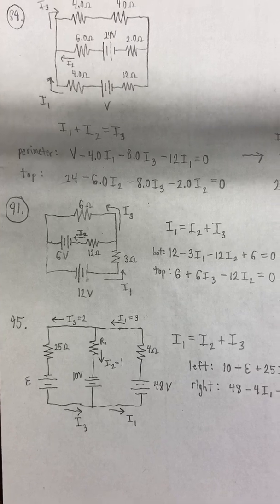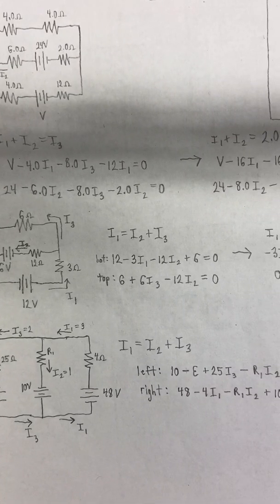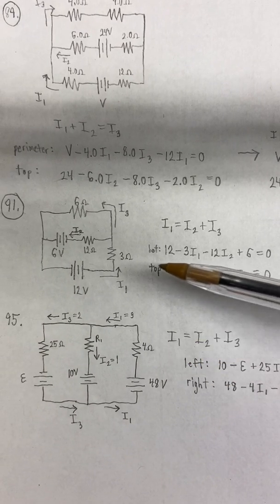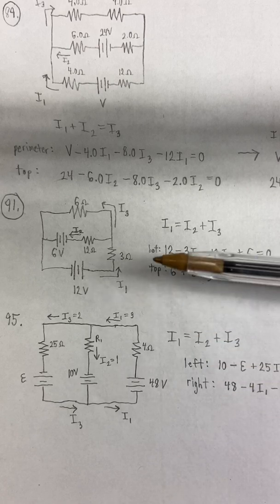Okay, moving down to 91. Okay, so 91, again, similar. By now you should be getting used to Kirchhoff's rules. Remember, you can probably see just how important accurate drawings are. They don't have to be nice, but they should help you visualize things.